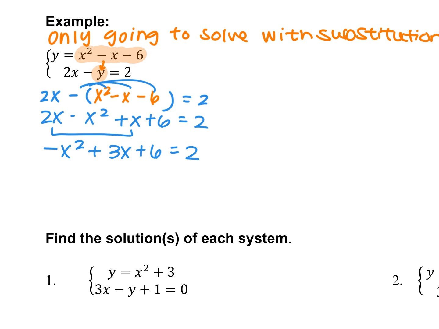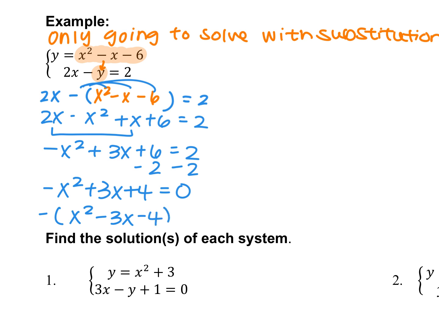So in order for me to solve by factoring, I need my equation to equal what? 0. I need it to equal 0. So I need to move this 2 over here so that I have negative x squared plus 3x plus 4 equals 0. Now remember, I don't like negative x's, okay? So I'm going to factor it out, but that's going to change the sign of everything.